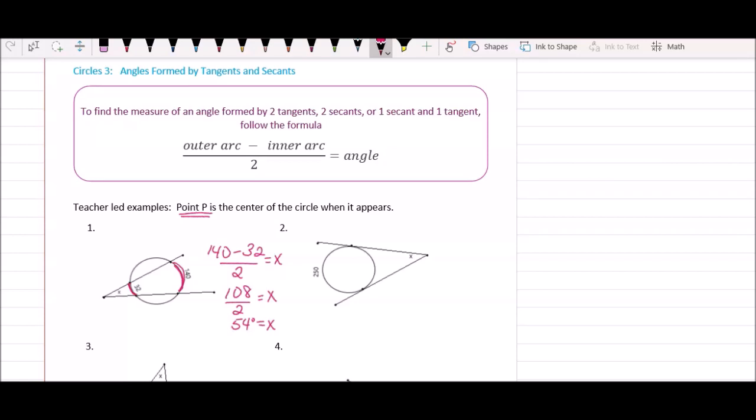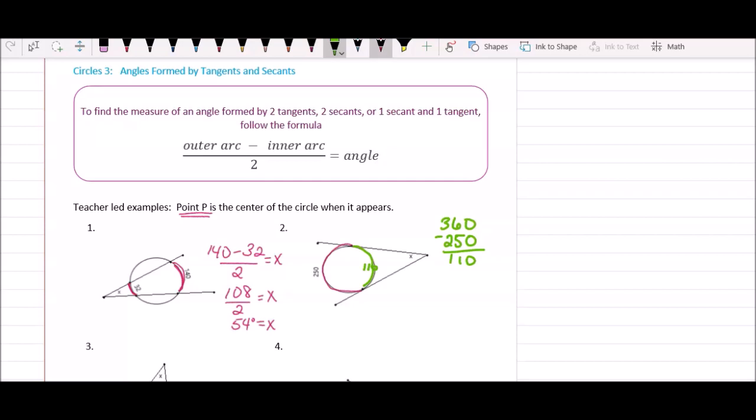Now, number 2, we only have this one arc, that's 250, and because they are 2 tangents forming the angle, that would mean that this whole circle is only divided into 2 arcs, that pink one and this one. So all we would have to do here is subtract 250 from 360, which would be 110, and that tells us what the other arc measure would be.